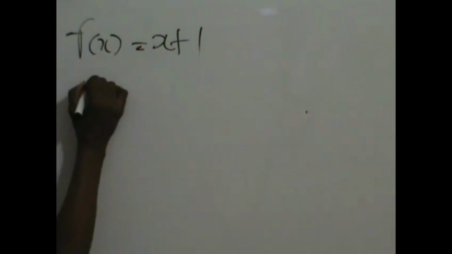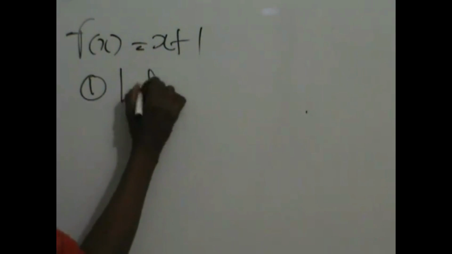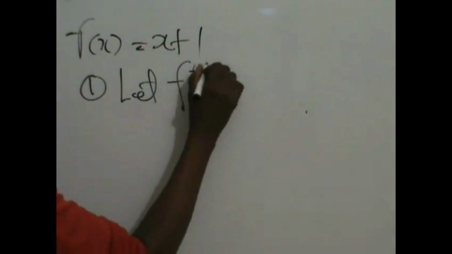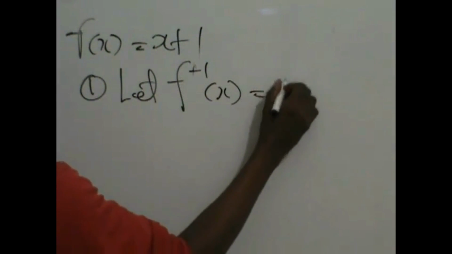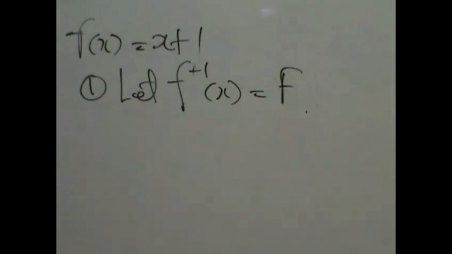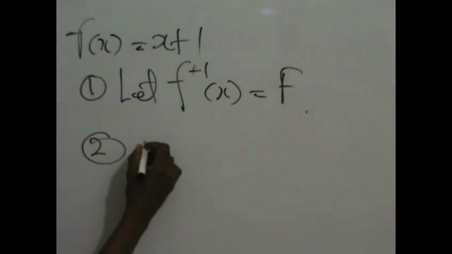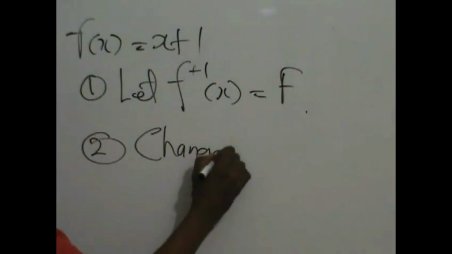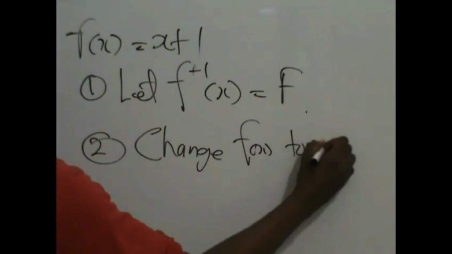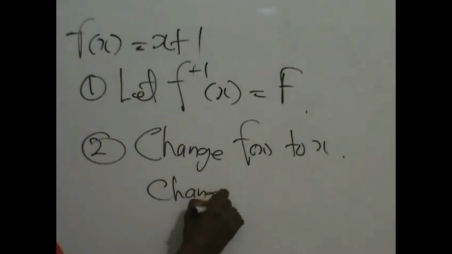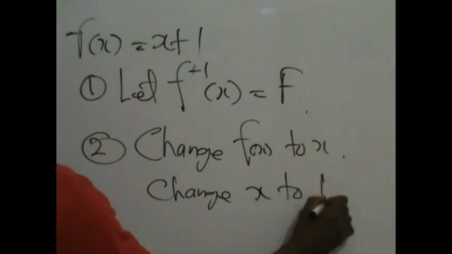Alright, so the first example we want to use is the function f of x is equal to x plus 1. Suppose we have that question and they tell us to find the inverse of that function. Your step 1 would be to let f minus 1 of x, which is the inverse that they're trying to find, be equal to big F. After we do that, the second step would be to change f of x to x, and also to change x to big F.